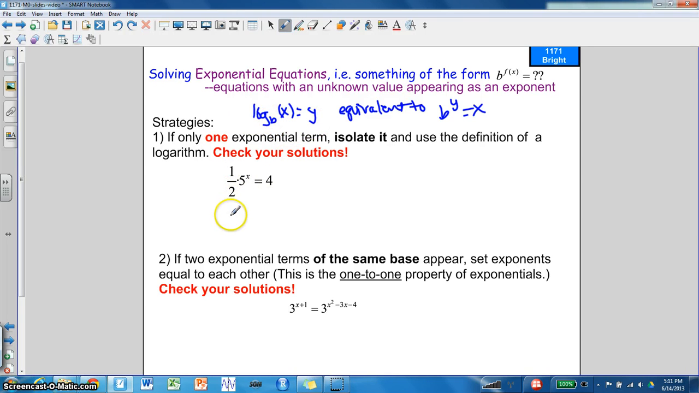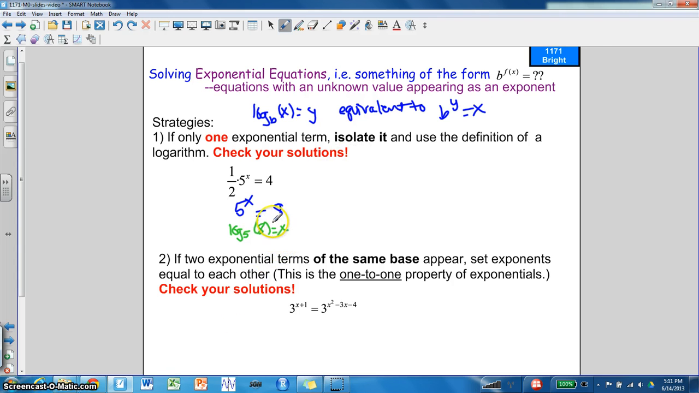So here in this problem, if we want to isolate x, we're going to multiply by 2 on each side first. So we get 5 to the power of x is equal to 8. Okay, and now at this point, we want to think, what power of 5 goes into 8? And nothing should come to mind easily. So what we're going to do is go from exponential form to logarithmic form. Converting this to a logarithm, I'll have log base 5 of 8 is equal to x. Okay, and at that point we're done.